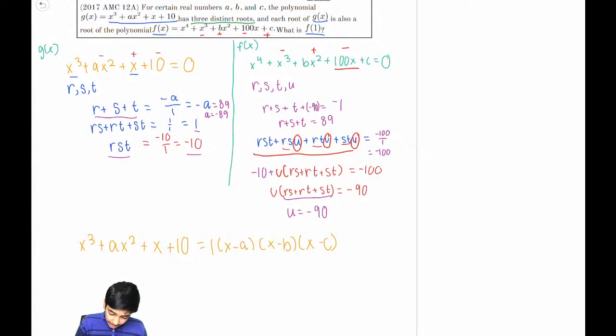The next thing is that we have our next polynomial, x to the 4th plus x cubed plus bx squared plus 100x plus c, which will be equal to 1 times x minus a, or why am I writing a, b, and c? I should have written r, s, and t. That was an accident to write a, b, and c, sorry about that. Not a, b, c, but r, s, and t.